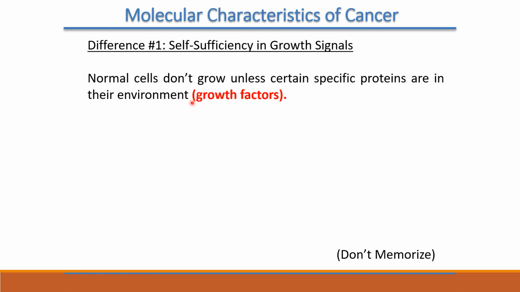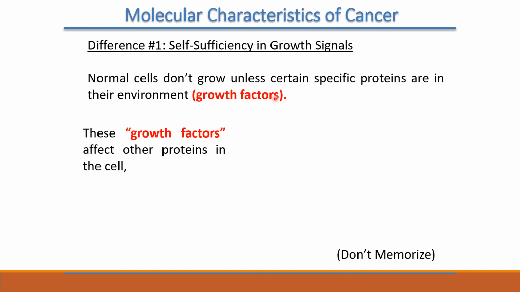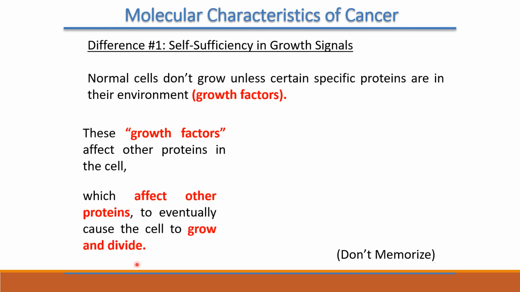Normal cells don't grow unless they have certain specific proteins found in the environment that are called growth factors. This growth factor affects other proteins in the cell, which affect other proteins that eventually will cause them to grow and divide. If you remember, growth factors will be outside. They go and attach to a receptor, and the signal will be transduced and later change expression.